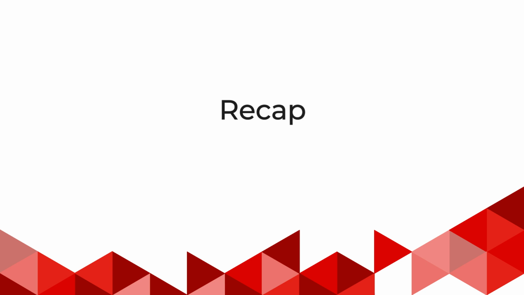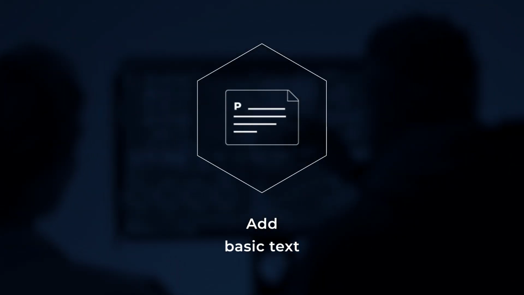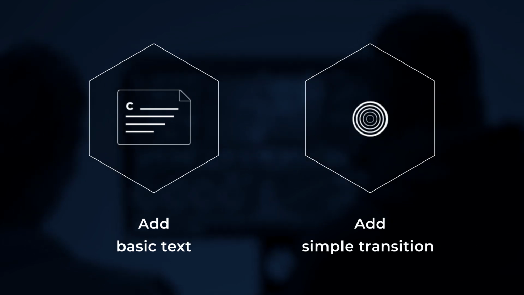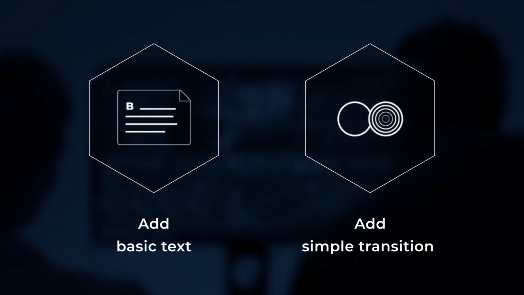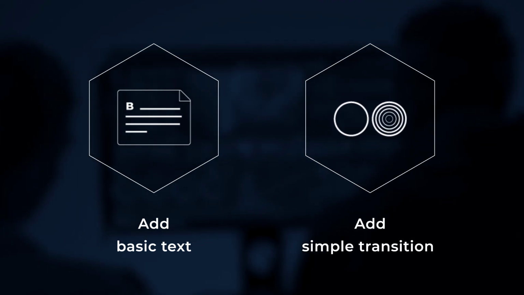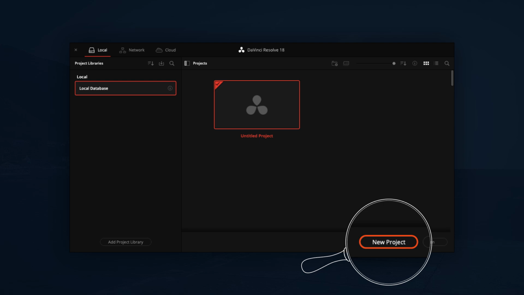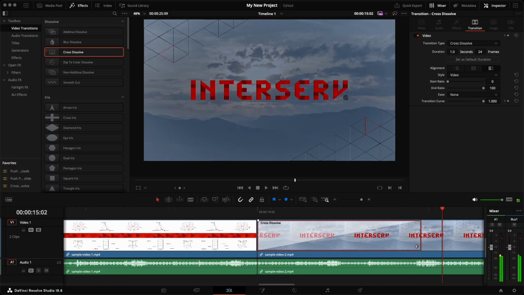Let's recap. You've just learned how to add simple text and transitions. You can now add basic text and add a crossover transition. This brings us to the end of our Introduction to DaVinci Resolve series. You should now be able to create a new project, do simple edits, and add simple effects. Enjoy using your newfound skills and start creating.